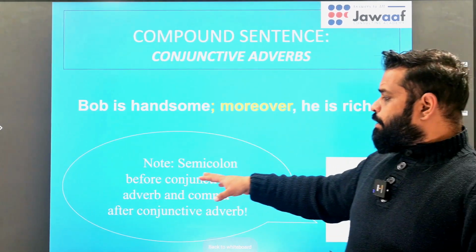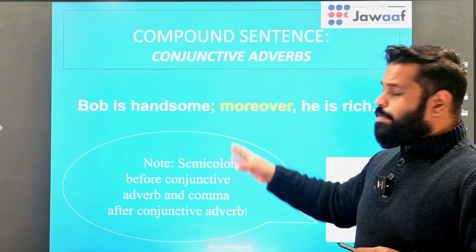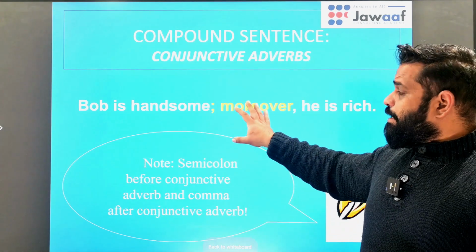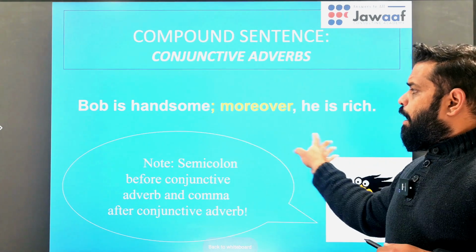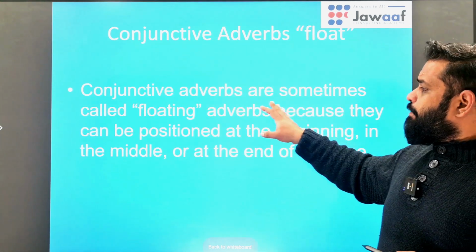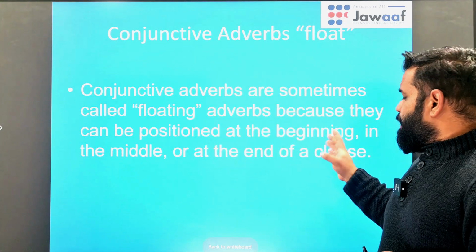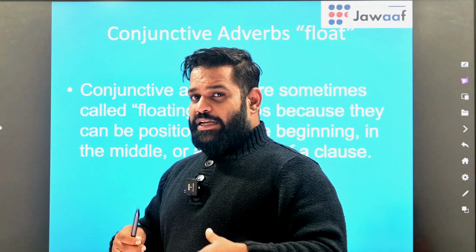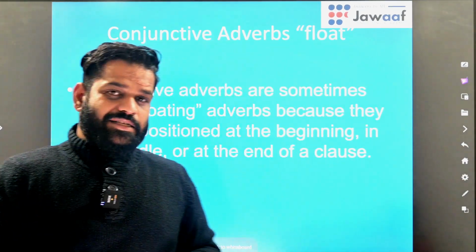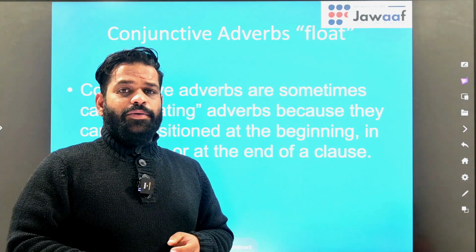Now, note the semicolon before the conjunctive adverb and the comma after the conjunctive adverb in the sentence. This is in the case where it comes in the middle of a sentence. Okay, guys, so do remember this in the following slides. Conjunctive adverbs are also called floating adverbs because they can be positioned at the beginning, in the middle, or at the end of a sentence. I know it gets a slightly complex structure over here. It gets slightly confusing, but stick around till the end. It'll make a little more sense to you.